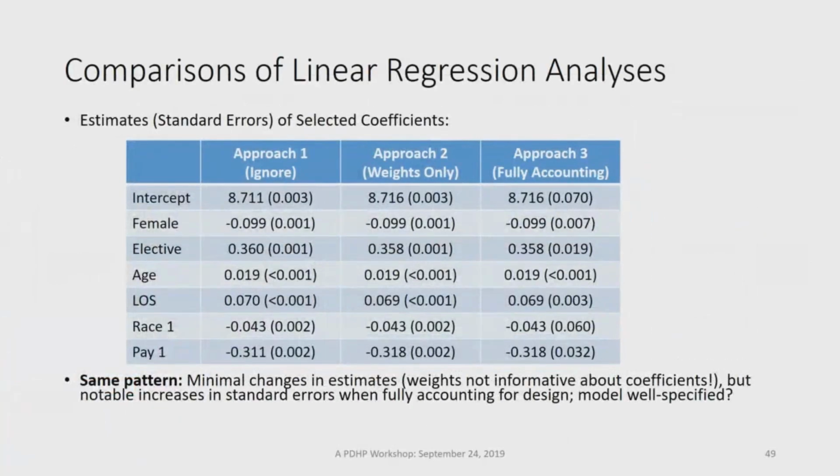Okay, so here's the linear regression analysis. Again, this was predicting the natural log of total charges. This is where the weights basically were not informative. You see that regardless of whether you use the weights or not, you see essentially the same coefficients. All that's changing is the standard errors of those coefficients when you account for the design features. So much like the descriptive estimates, the weights also were not informative about the coefficients in this data set.